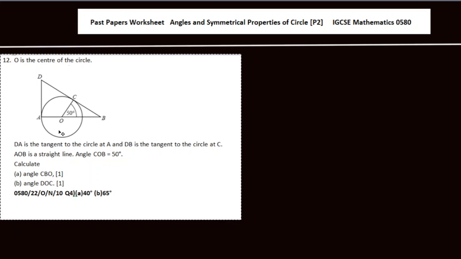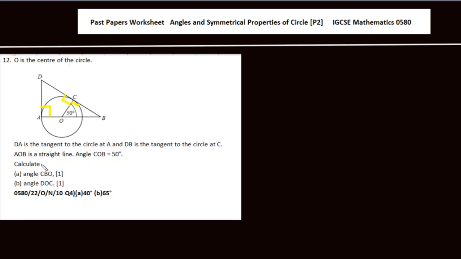Okay, the next question, which is: DA is the tangent to the circle, and so on. Okay, let's see what information we can use from the question. So DA is the tangent to the circle. So if this is the tangent, and notice this is the radius, we'll make a right angle over here between the tangent DA and the radius AO. Okay, and then DB is the tangent to the circle at C, so we have another tangent over here. DB is the tangent, so this would be a right angle as well, because tangents and radii are perpendicular, and this will be a right angle over here as well.